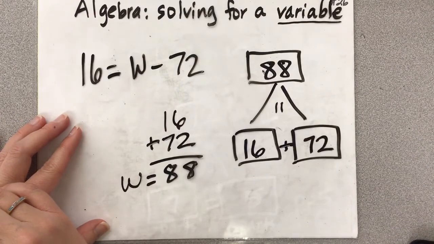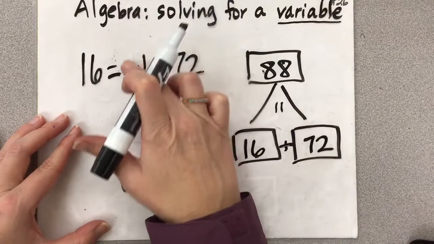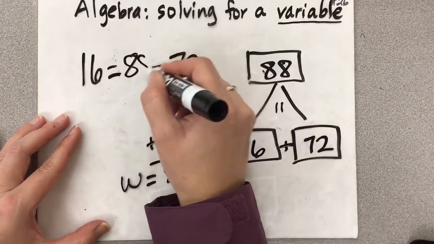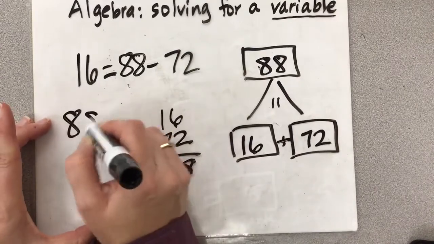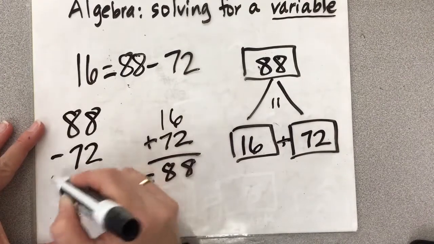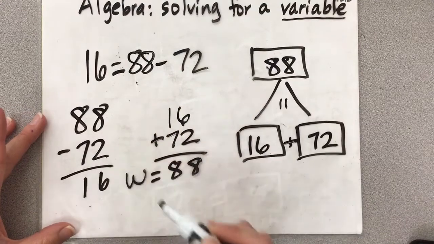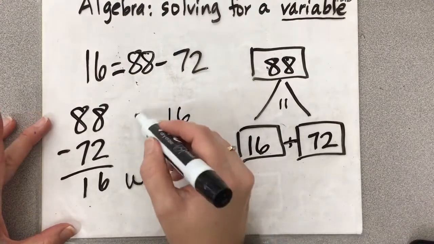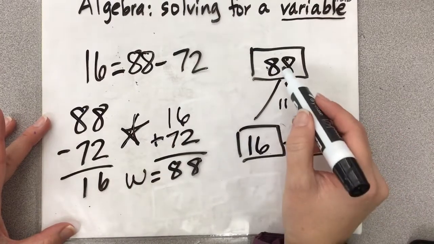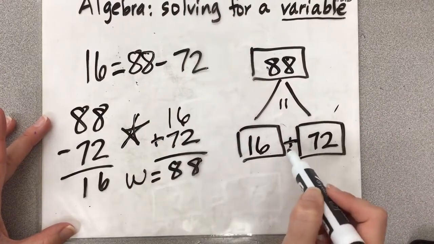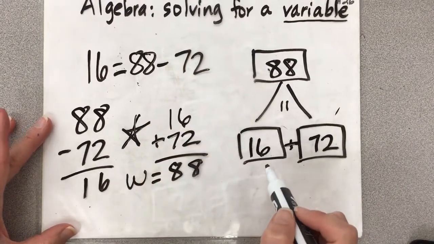And you could actually even go in and try substituting and seeing if it works. So I'm going to go ahead and erase W and put 88, and then see if I were to subtract 72 from 88, do I actually get 16? Does this actually work? And it does. So now I know my break apart drawing helped me get to that total. By using addition, even though it was a subtraction equation, I needed addition to solve it.